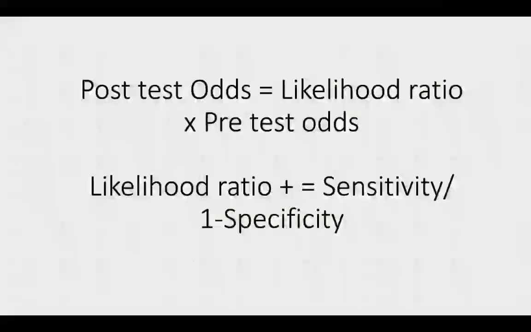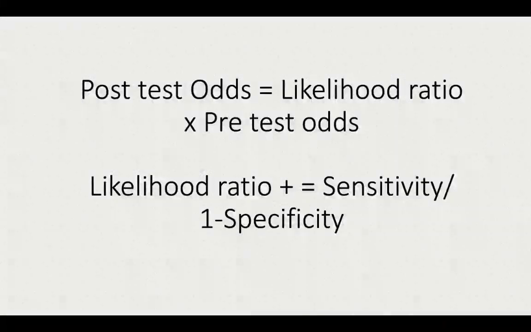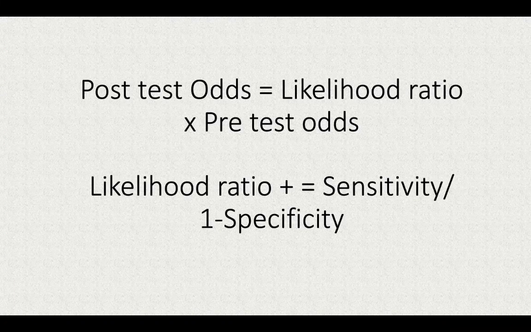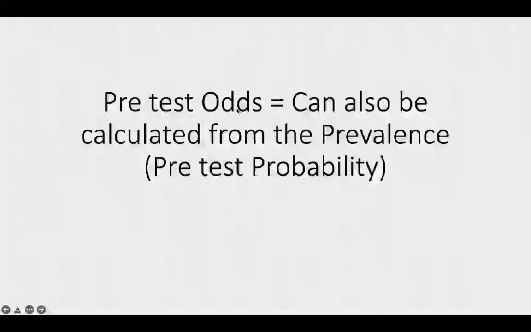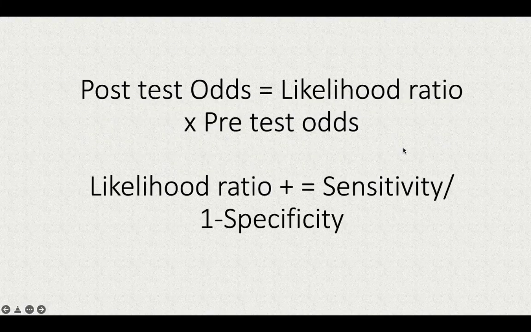Now we are talking about post-test odds and post-test probability. For post-test odds, the formula is likelihood ratio times pre-test odds. And what is the formula of likelihood ratio for the positive test? You already know that it is sensitivity divided by 1 minus specificity. We have discussed this formula in our previous videos. So to find out the post-test odds, you should have the likelihood ratio of the test and the pre-test odds. Pre-test odds can be calculated from the pre-test probability, which is nothing but the prevalence.